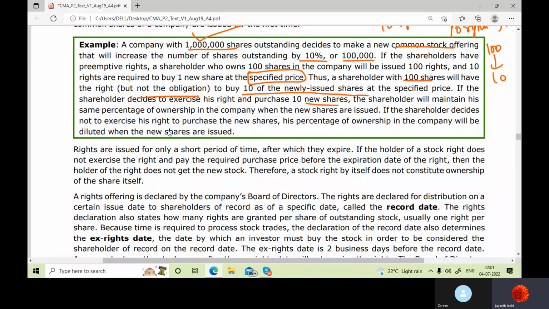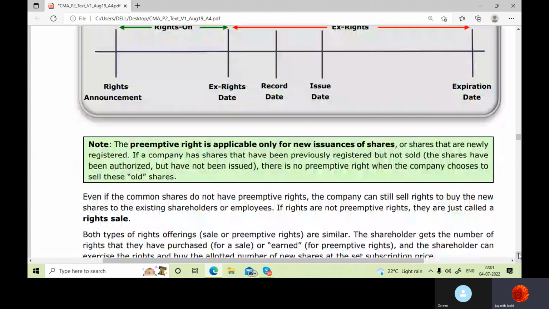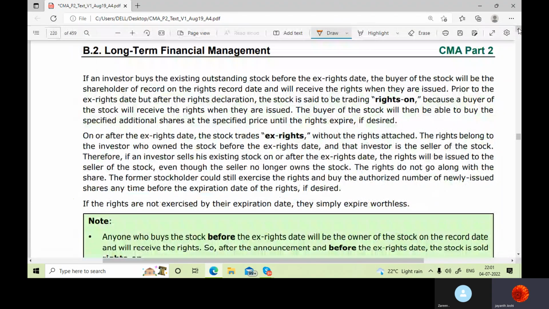If the shareholder decides not to exercise his right to purchase the new shares, his percentage of ownership in the company will be diluted when the new shares are issued. Because after the rights issue, the number of shares will increase, and the EPS definitely has to get diluted. That means if the number of shares increases, what happens? EPS gets diluted.